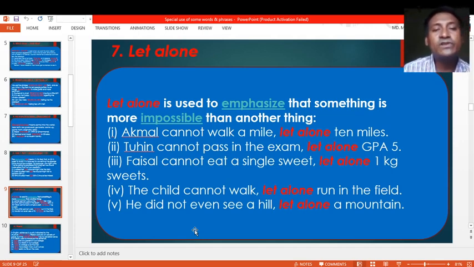Next example, Tuhin cannot pass in the exam, let alone GPA 5. Faisal cannot eat a single sweet, let alone 1 kg sweets. The child cannot walk, let alone run in the field. He didn't even see a hill, let alone a mountain.